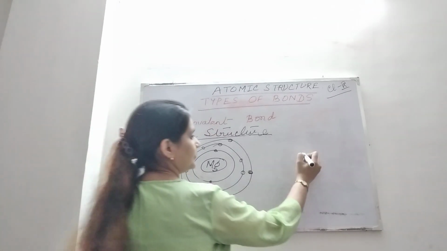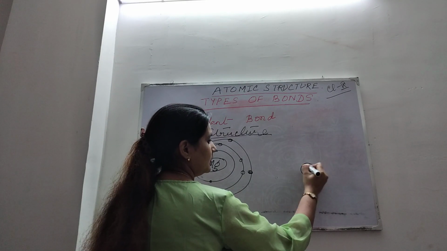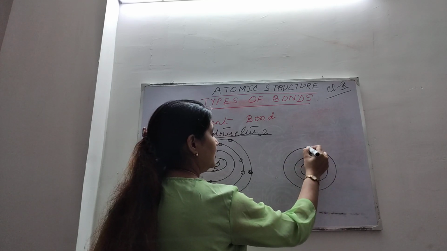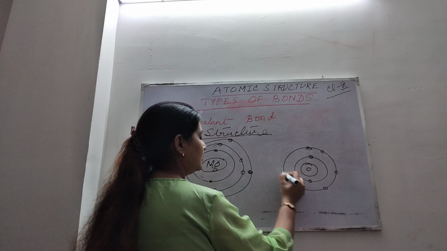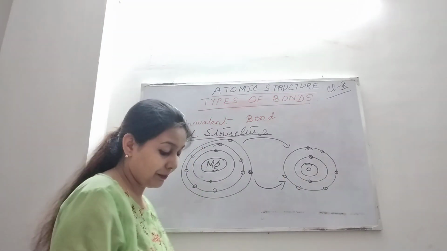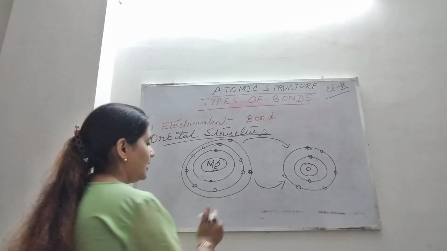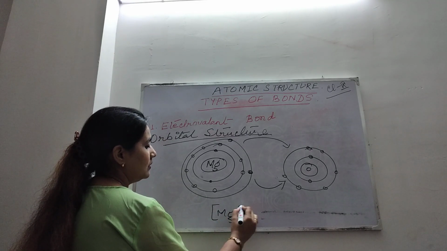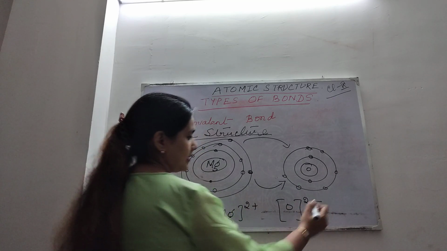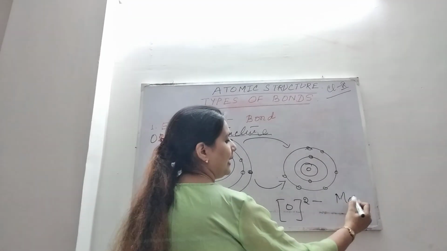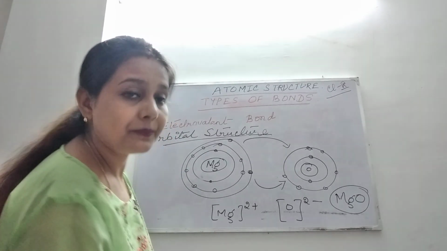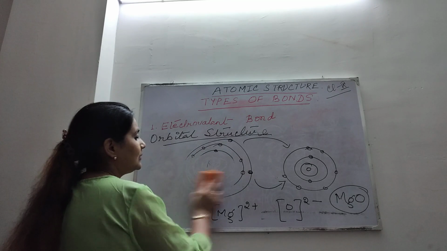And oxygen similarly has 2 electrons and 6 electrons. So 1 electron from here and 1 electron from here is donated by magnesium, and hence magnesium becomes 2 plus and oxygen becomes 2 minus. Hence the final product is MgO. I hope I am able to make you understand, and you are able to understand the orbital structure.